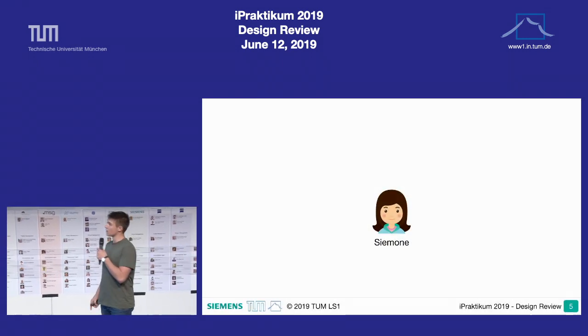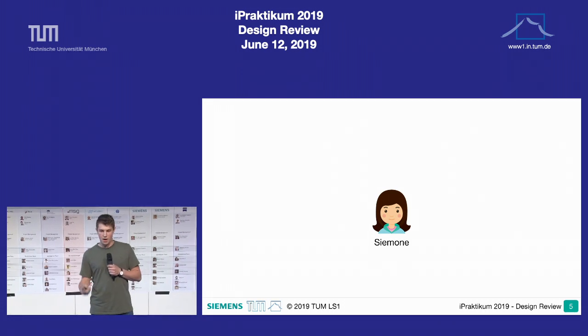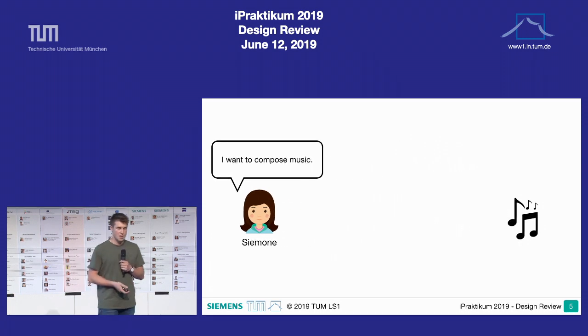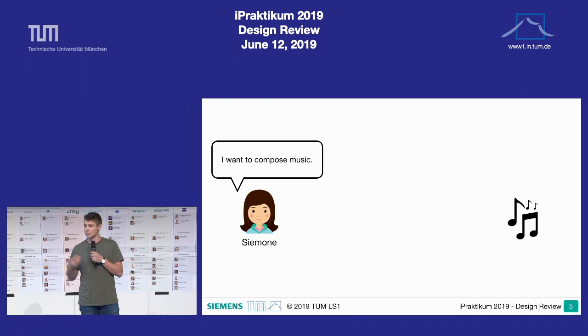So first we want to start off by imagining Simone, a musician. And what Simone really wants to do is she wants to compose some music. But today, composing music is pretty hard. You have to know a lot about music theory and chords and different keys. So she wants to actually explore new ways to compose music.